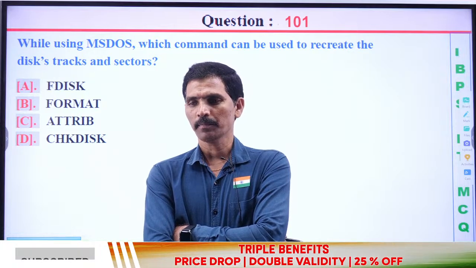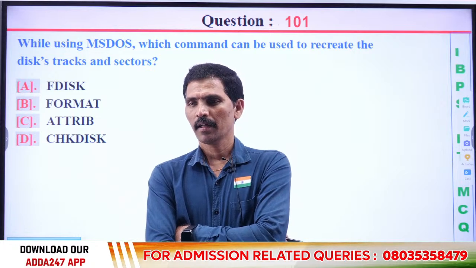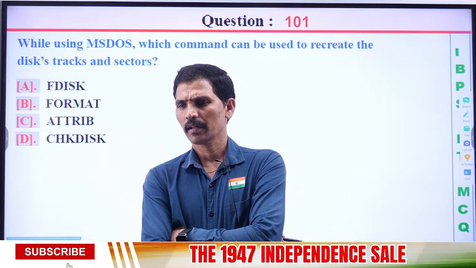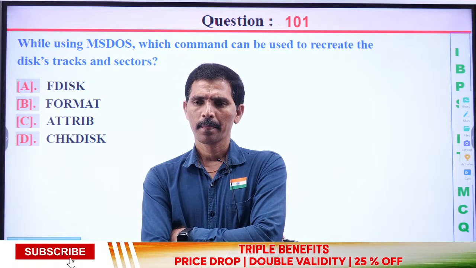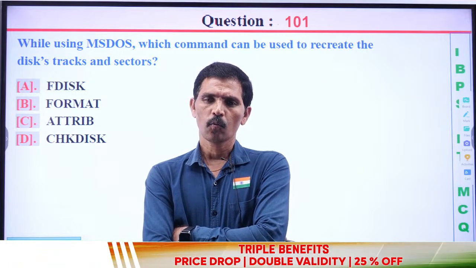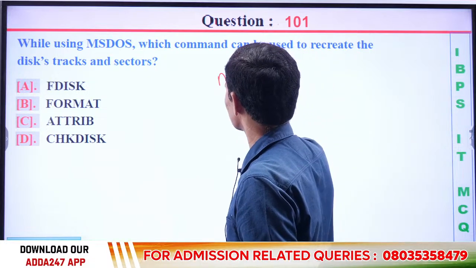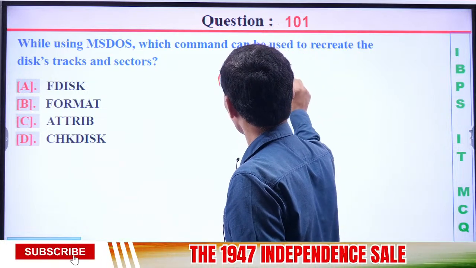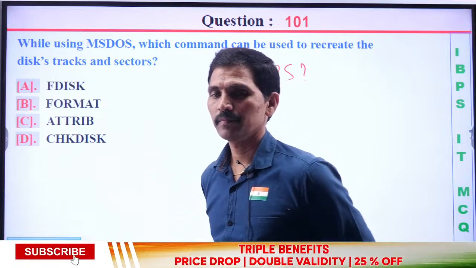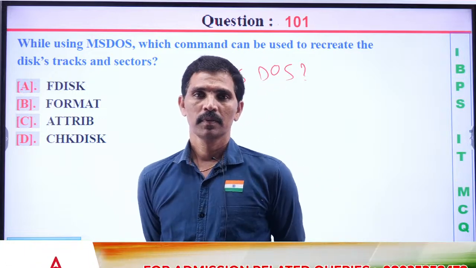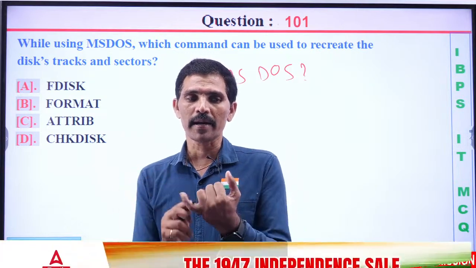I need answers from the people who are interacting with me. Seenu or Akila, one more, Bhavana is also there, and Shruti Priya. Does anyone know this? What do you mean by MS-DOS? And which type of operating system is it? Can anyone tell this? Which type of operating system?